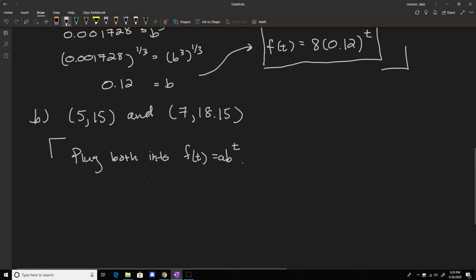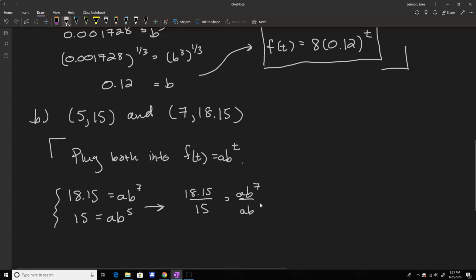Again, the first coordinate is your t value and the second coordinate is your y value. Remember, I like to plug in the one with a larger t coordinate first. That way when you subtract them, you have a positive exponent. So 18.15 is equal to ab to the 7th power, and 15 equals ab to the 5th. We can take ratios to create an equation that only has a single variable. So 18.15 divided by 15 equals ab to the 7th over ab to the 5th.